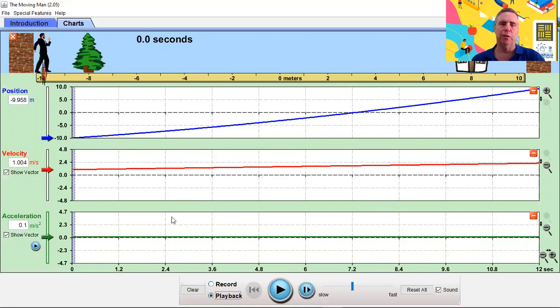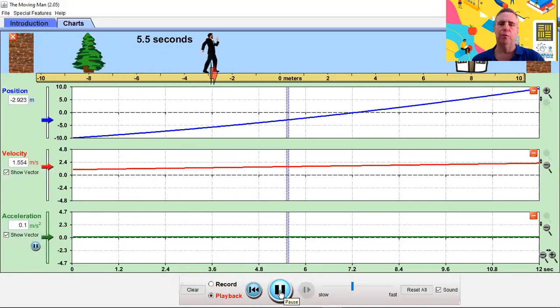Once again, it's interesting to look at the vectors. The acceleration vector, which is green, will not change, but just watch how the velocity vector, the red one, increases as he moves faster and faster across the screen. So you can see that red vector is slowly growing as his velocity gets larger.